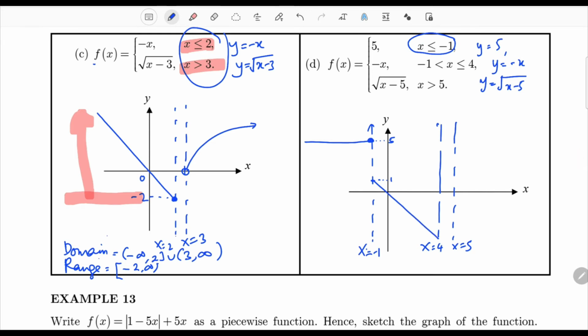Okay, so at negative 1 should be an empty circle, at 4 it's a shaded circle. And then when x is greater than 5, the curve is square root of x minus 5. So empty circle to the right. So this should be dotted lines.